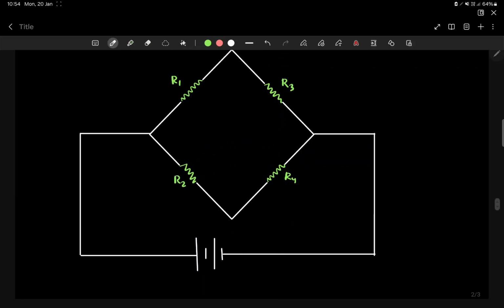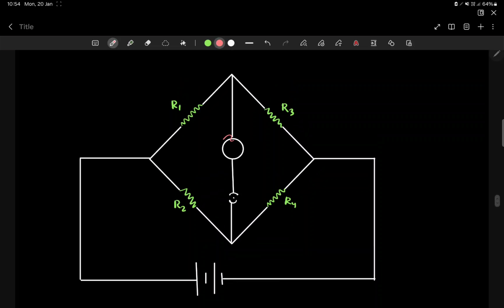Another thing is you have to attach a galvanometer like this, and here a switch is there. Thus this point is suppose A, this is B, this one is C, and this is D.